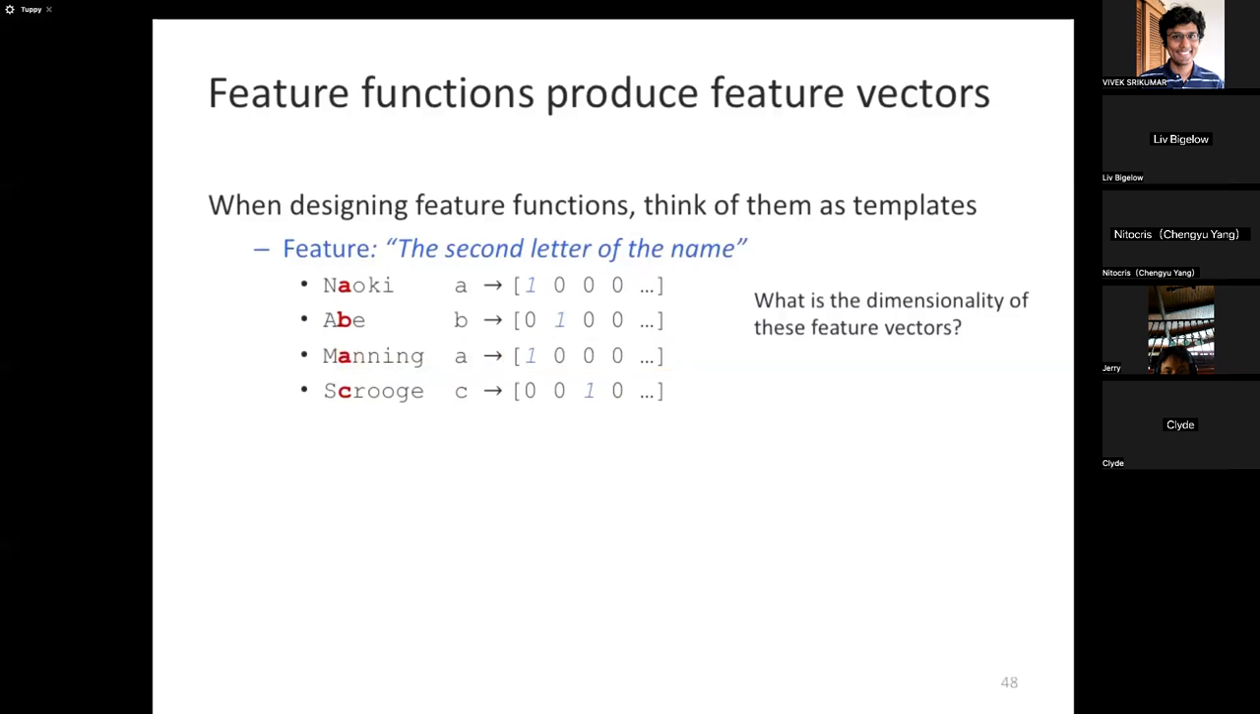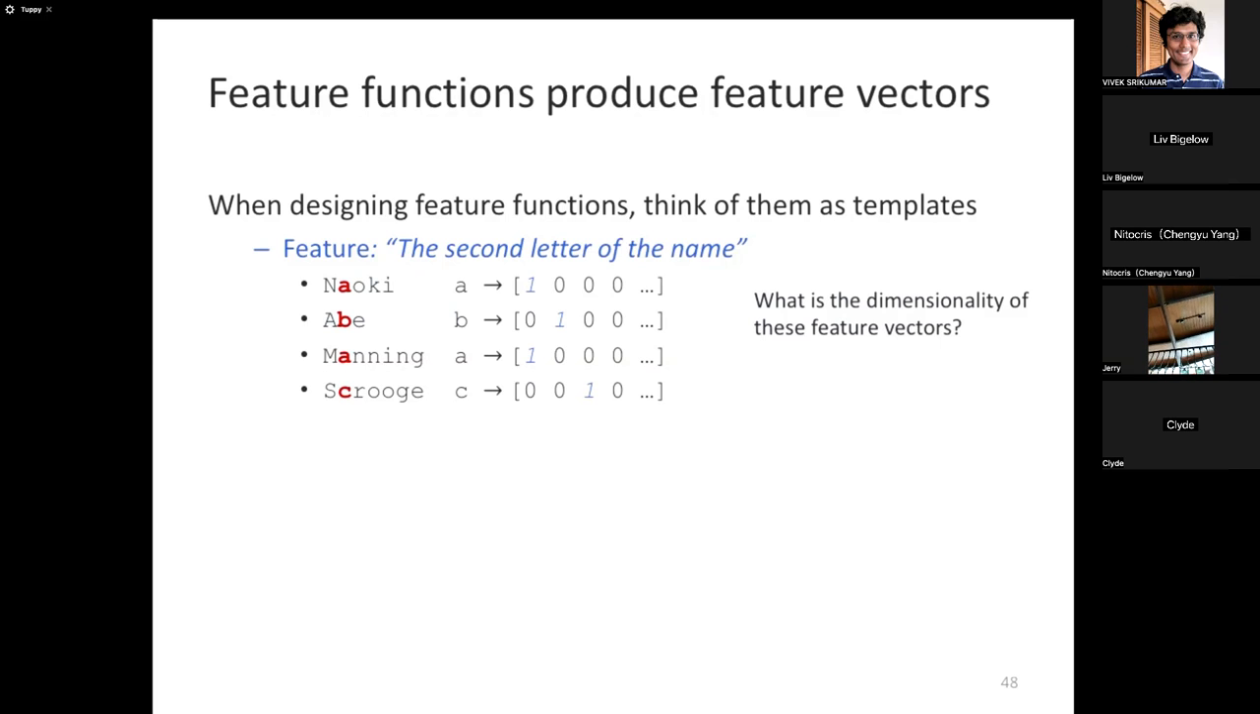How many features, what would the dimensionality of these vectors be? 26. There are 26 positions, and exactly one of them is relevant. Did I not answer that question? How do we know what's a good feature and what's a bad one? I think I did answer that question in class. So we have 26 possible letters, and each letter corresponds to one position being a one and everything else being a zero.